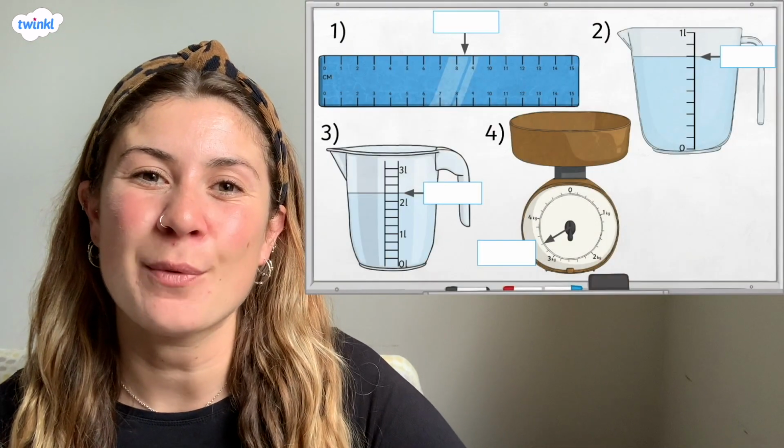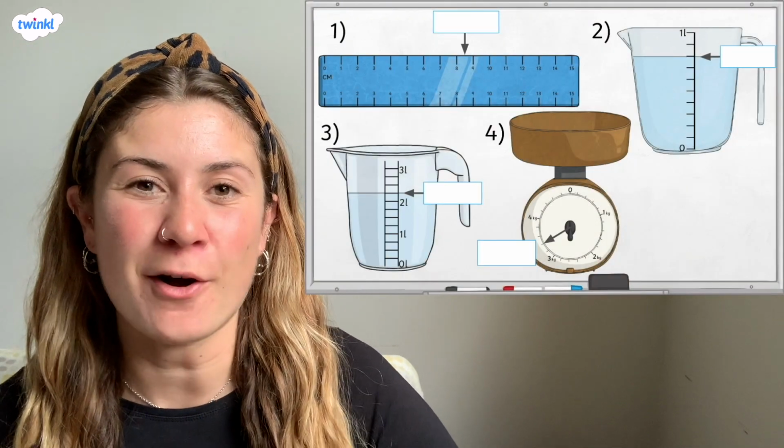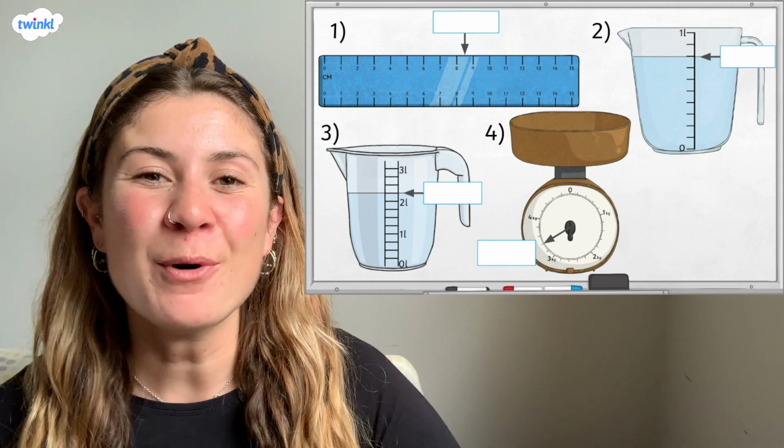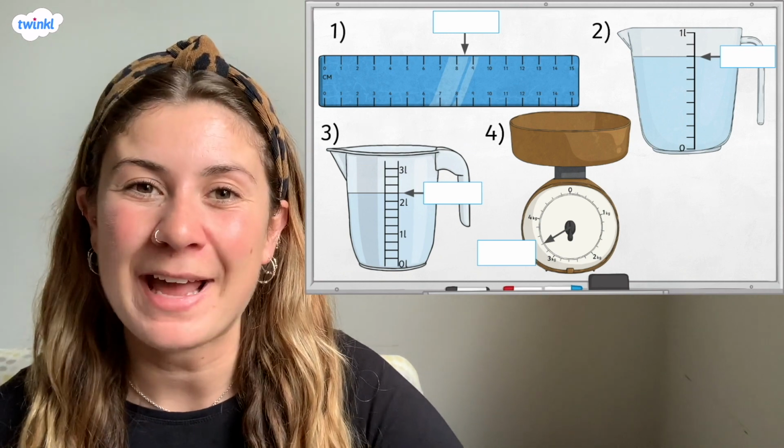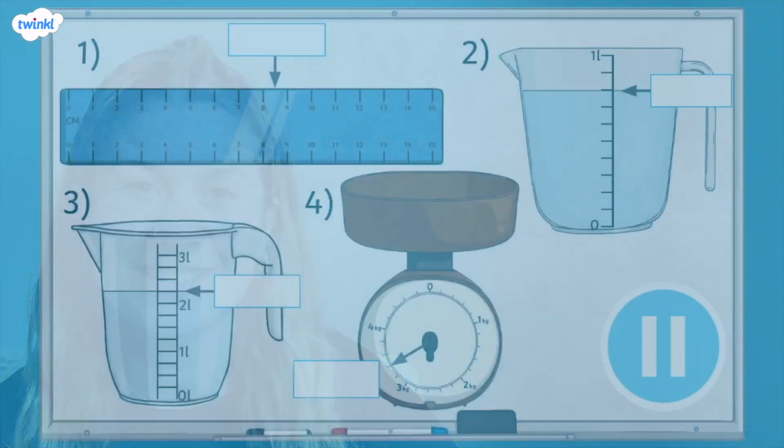A number line can also appear on measuring equipment. Use your skills to identify the points marked on these number lines. Pause here to have a go and then press play when you're ready to check your answers.